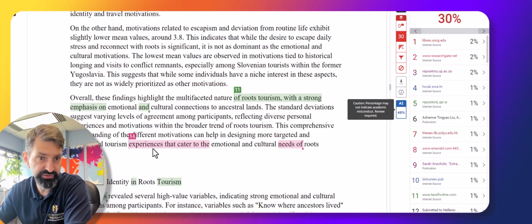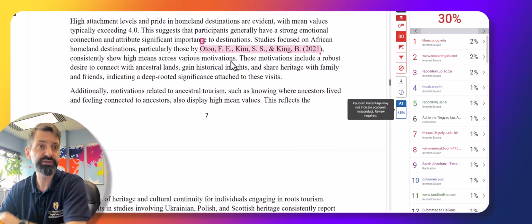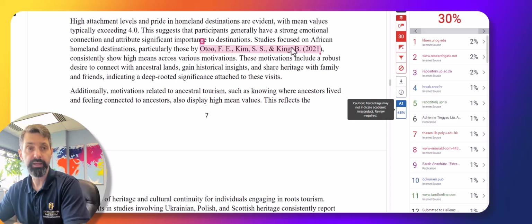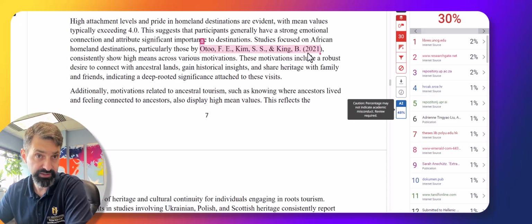"Experiences that cater to needs of." Come on, I mean, this is not really plagiarism. Here is another typical example. So here we have the citation, again, citation to the publication by Otu, Kim, and King. Again, as long as anyone else cited the same work, I assume they would cite it with the same authors and year. And obviously it matches.